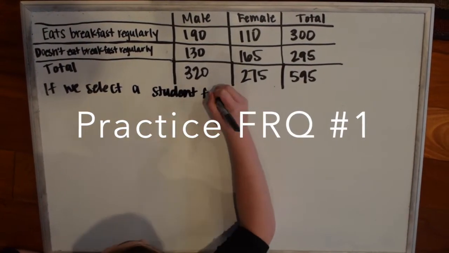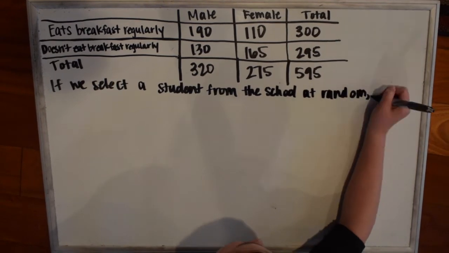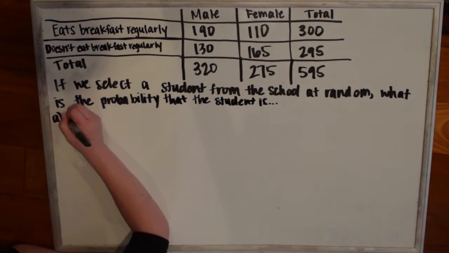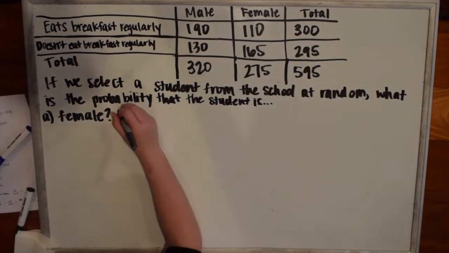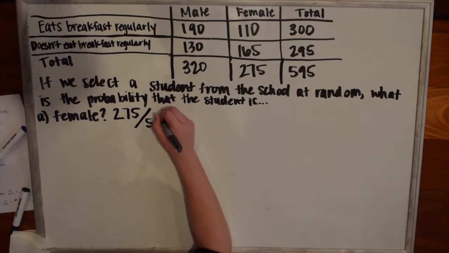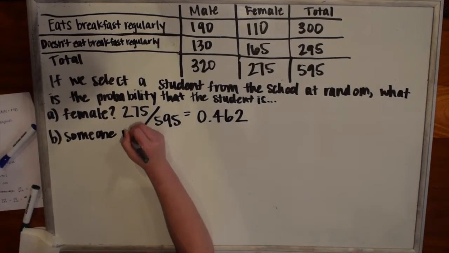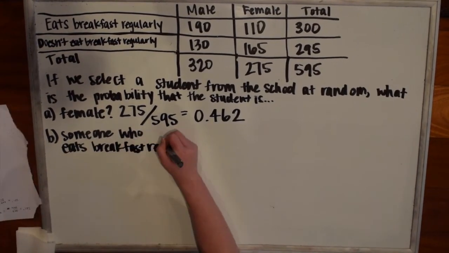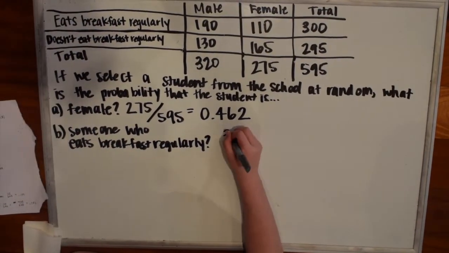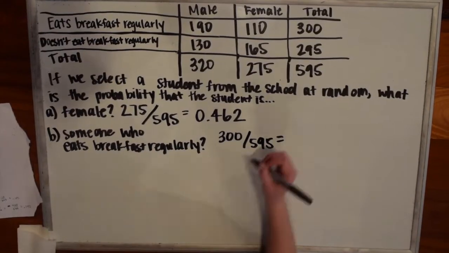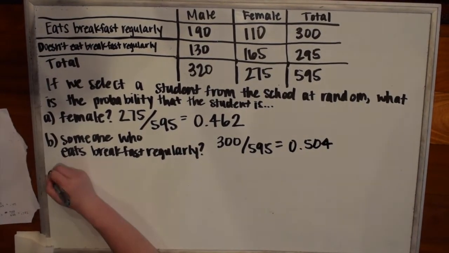Practice FRQ number 1. If we select a student from the school at random, what is the probability that the student is, part A, female? We do the total amount of females, which is 275, divided by the total population, which is 595, which equals 0.462. Part B, someone who eats breakfast regularly. We do the total amount of people who eat breakfast regularly, which is 300, divided by the total population, which is 595, which equals 0.504.